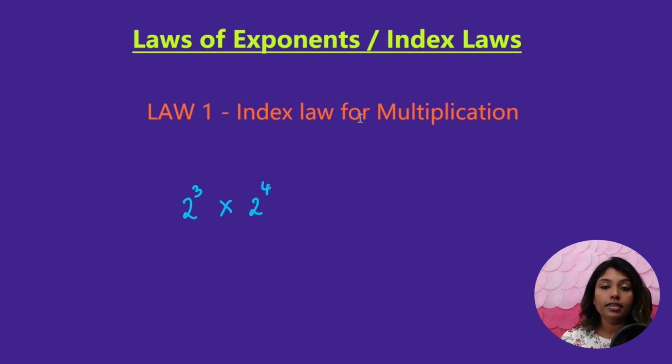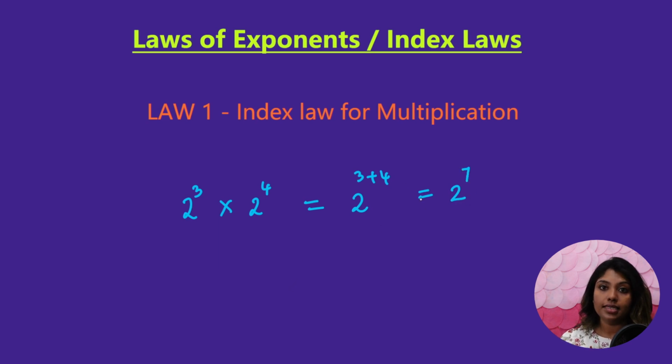Now this rule is applicable only if you have the same base. So in this 2 and 2, the bases are the same, so you can apply this law. Otherwise you can't apply this law, okay? So 2 cubed times 2 to the power of 4: the rule says when you have the same base and multiplication in between, you can add the powers. So basically 2 to the power of 3 plus 4, that's basically 2 raised to 7.